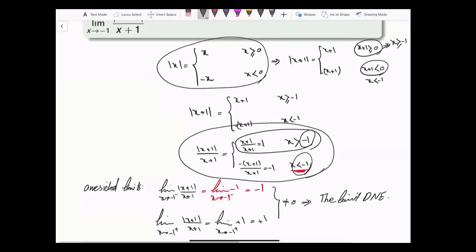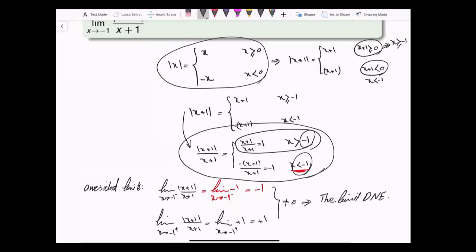Okay. Sinan, do we have any questions that I can answer? I was just answering it. So first, could you explain the third step again, which is the part where he finds the piecewise function of, I think, absolute value of x plus 1 over x plus 1.